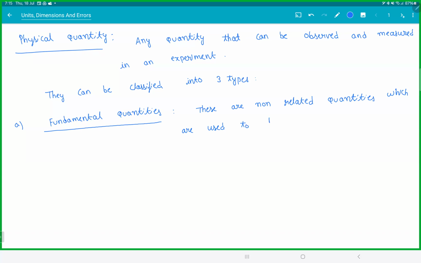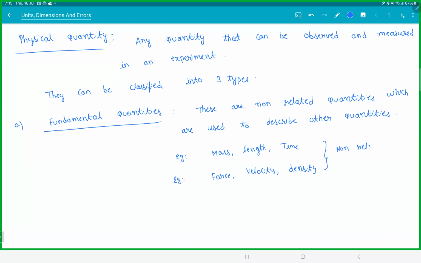They are used to describe other quantities. Example, the most common things we take are mass, length, and time. If you see, there's no relation between them. Another one, if you take force, velocity, density, even these are non-related quantities. Exactly what do you mean by non-related quantities? You should not be able to find a relation between them. Let me give another example for that.